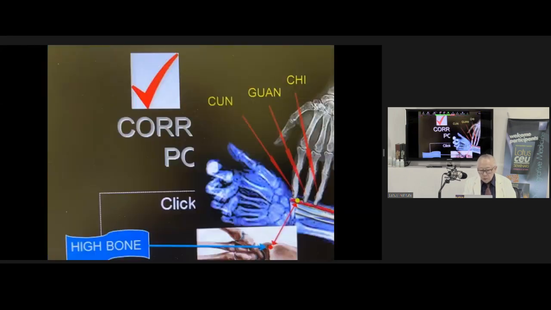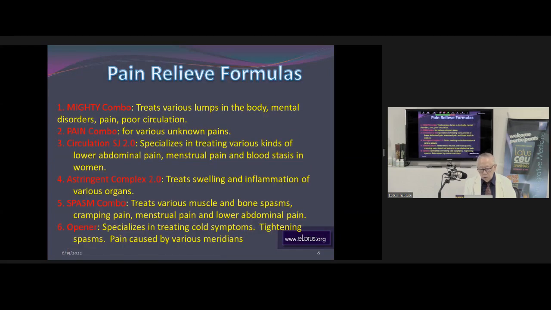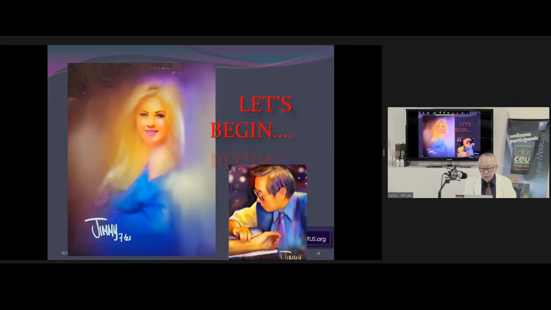Hey, we have a number seven, no? Okay, I remember I have a seven. Okay, doesn't matter. So we have six major combinations for pain. Okay, any questions so far? Okay, let's begin.